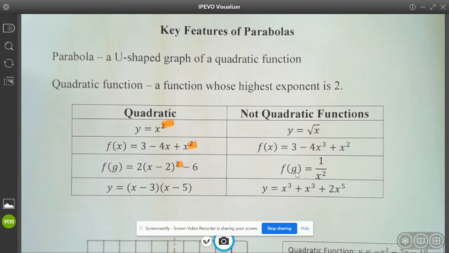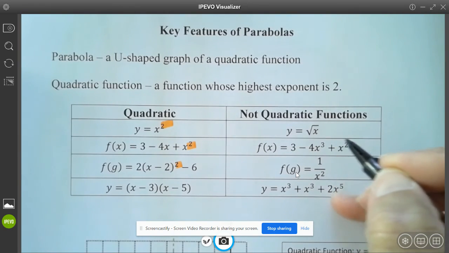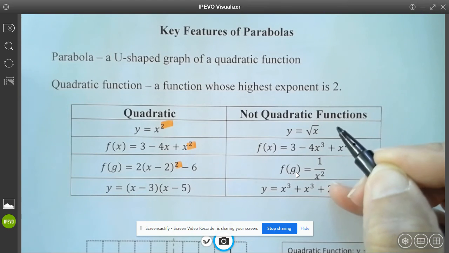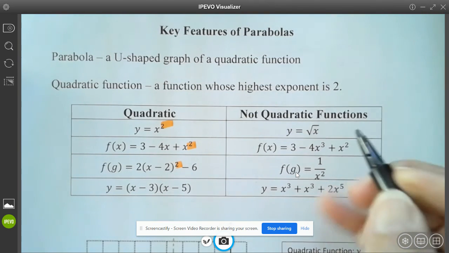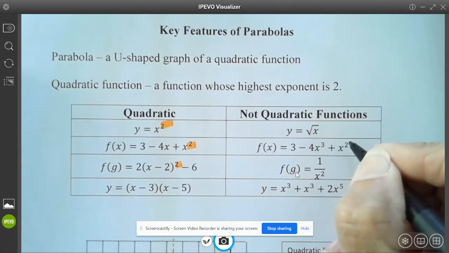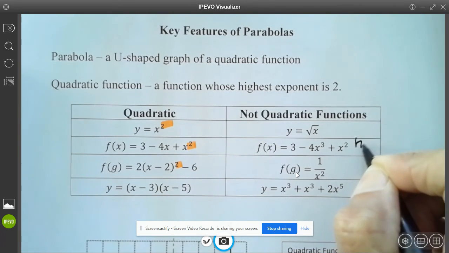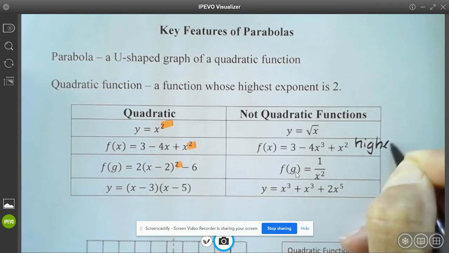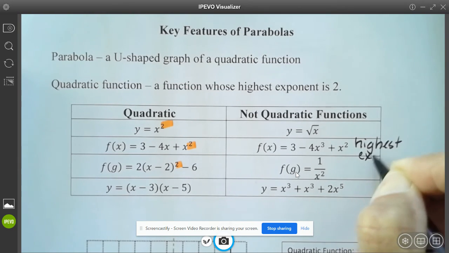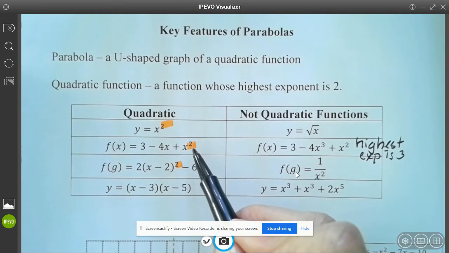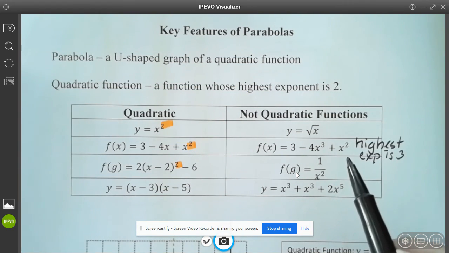Sometimes it's easier to figure out what something is when you see what it's not. This one doesn't even have an exponent. It does if it's in a different form, but that exponent would not be 2. This function here has a 2. However, it also has a 3. So here the highest exponent is 3, not 2. A quadratic is where the highest number in the power is a 2. If it's any higher, it is not quadratic.